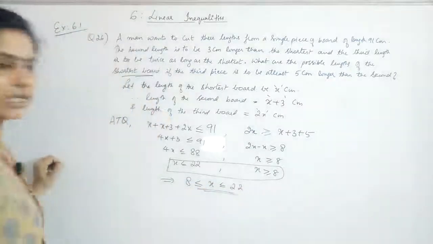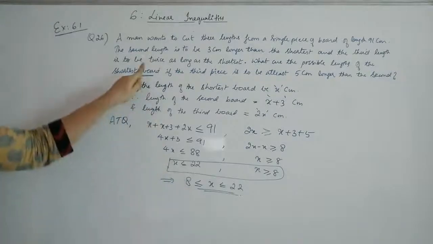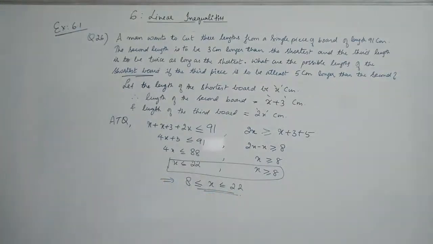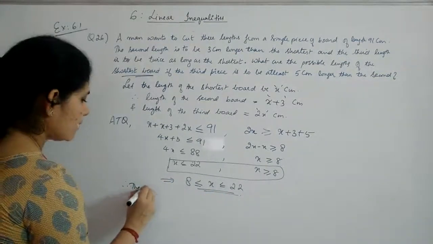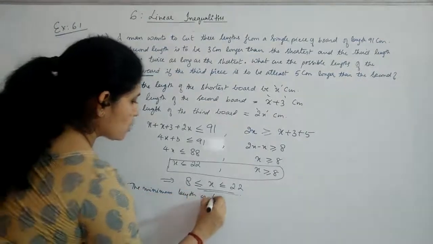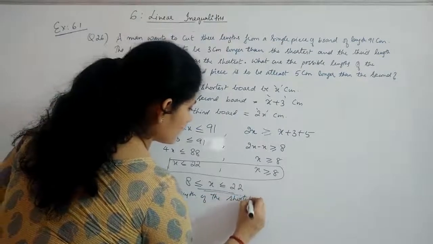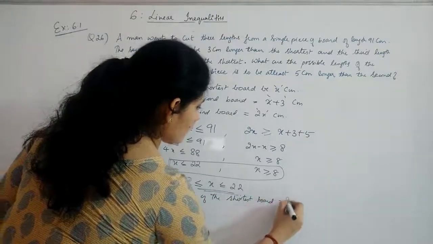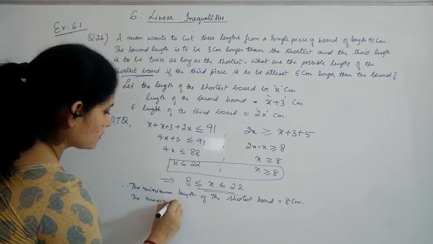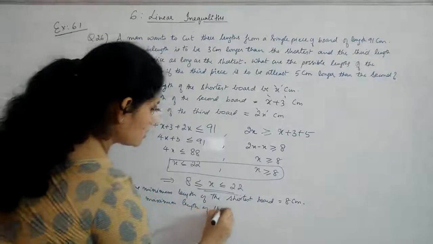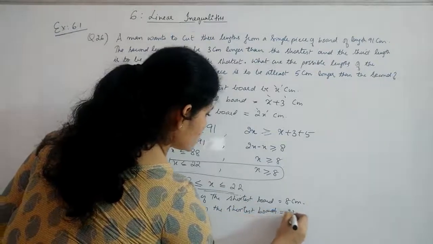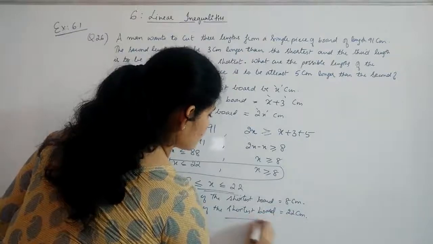And the meaning of this inequality, this double inequality, is the shortest board can be of minimum length 8 centimeter and maximum it can go till 22 centimeter. Okay, therefore the minimum length of the shortest board can be 8 centimeter, and the maximum length of the shortest board can be 22 centimeters. Okay.